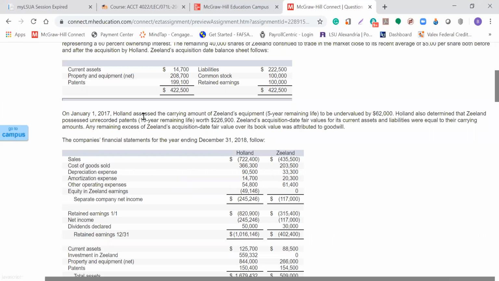On January 1st, Holland assesses the carrying amounts of Zeeland's 5-year remaining life to be undervalued by $62,000. Holland also determined that Zeeland possesses an unreported patent with 10 years remaining life worth $226,900. Zeeland's acquisition date fair values for its current assets and liabilities were equal to the carrying amounts, and the remaining asset as of the acquisition date over its book value will be attributed to goodwill.